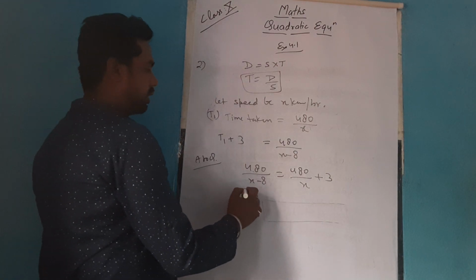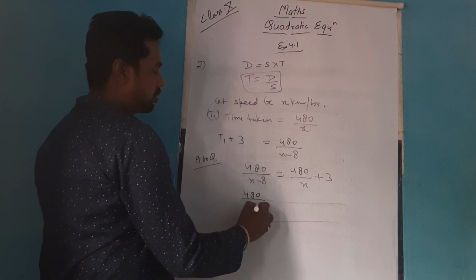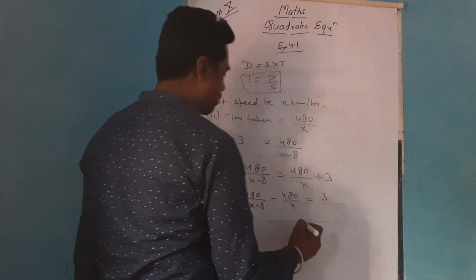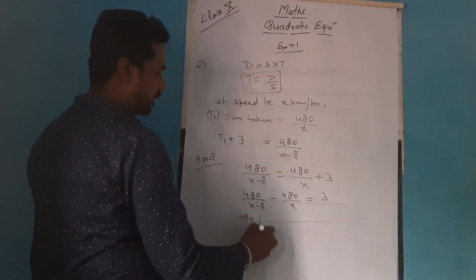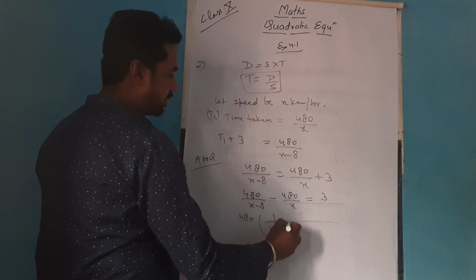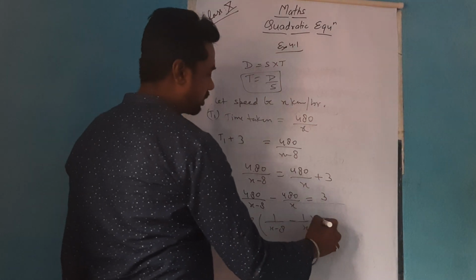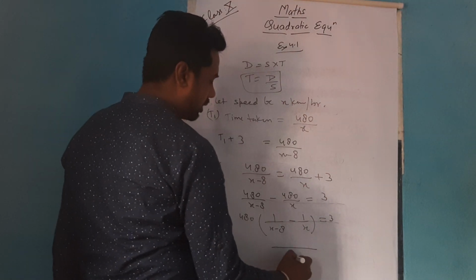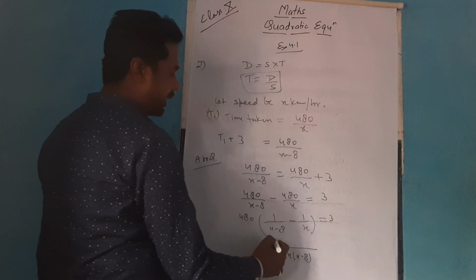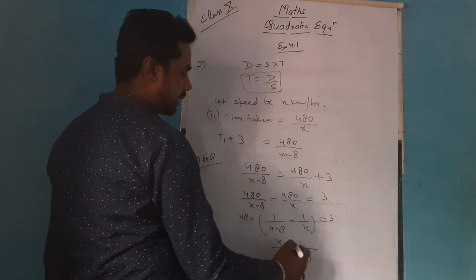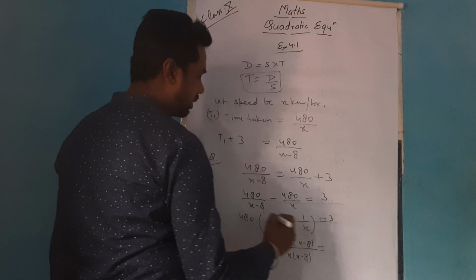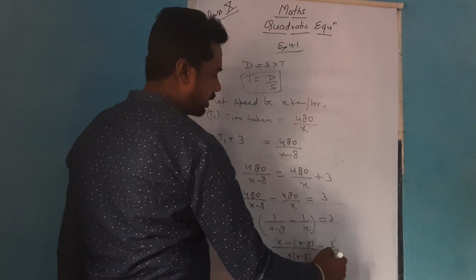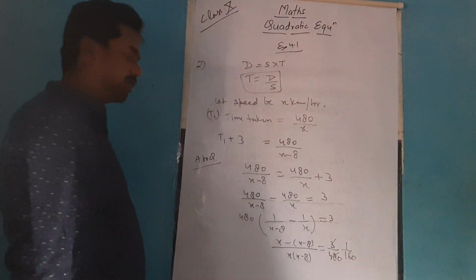Now we'll solve it for x because we need to form the equation. So 480 by x minus 8 minus 480 by x equals 3. We'll take 480 common: 1 by x minus 8 minus 1 by x equals 3 by 480. We'll take the LCM here: x times x minus 8. x minus 8 is here, left with x; x is here, left with x minus 8. Taking 480 to the other side, 3 by 480 gets simplified, that becomes 1 by 160.